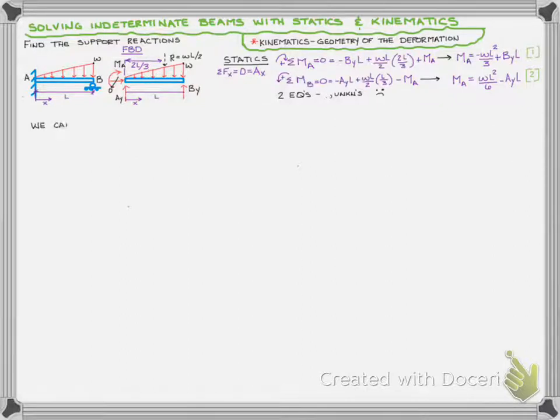Well, it turns out that we can actually use what we know about the deformed shape. We can use the kinematics to actually give ourselves an additional third equation. But the only way this is going to work is if we get our equation of the elastic curve or our V of X equation. And not even just to get our V of X equation, but if we're going to say that we know something about the deformed shape and that's going to help us get a third equation, let's make sure we sketch and visualize what the deformed shape is going to look like.